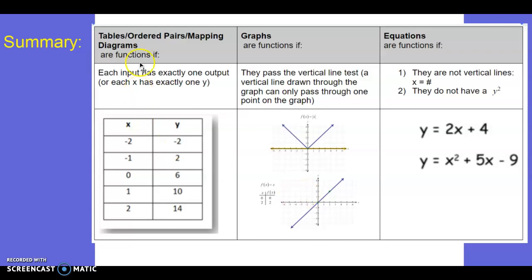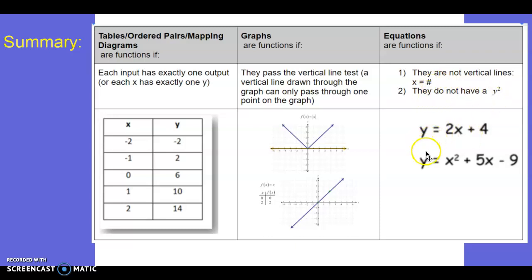So in summary, when you're looking at a table, ordered pairs, or a mapping diagram, they will be a function if each input gives me exactly one output. Graphs will be functions if they pass the vertical line test, which means a vertical line, drawn anywhere through the graph, will cross in exactly one point. And lastly, what we learned today, equations will be functions if, number one, they are not vertical lines, which means they would be written in the form x equals a number, and there wouldn't be any y even in the equation. Or they do not have a y squared.